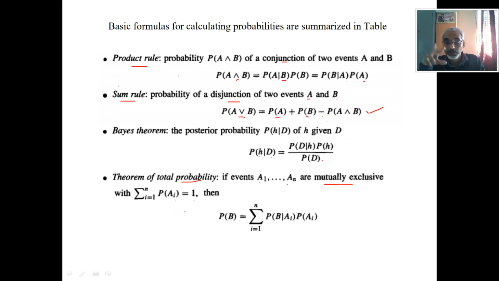Because A and B are mutually exclusive events, we can state the theorem of total probability as: probability of B is equal to the summation for i equal to 1 to n, over the number of experiments you are conducting, of probability of B given Ai multiplied with probability of Ai. This is the formula of the theorem of total probability. You can apply this only when the events are mutually exclusive, right?